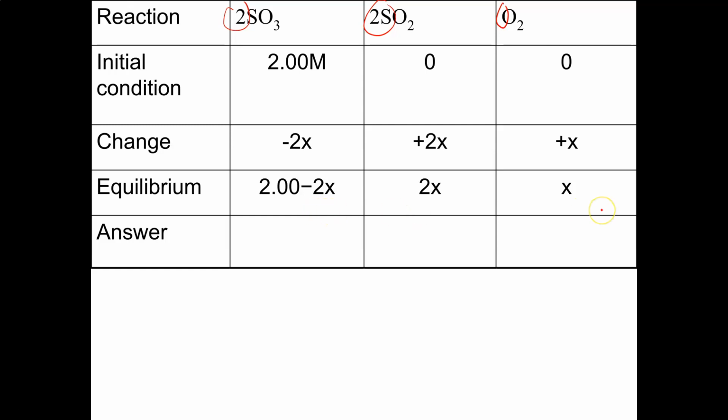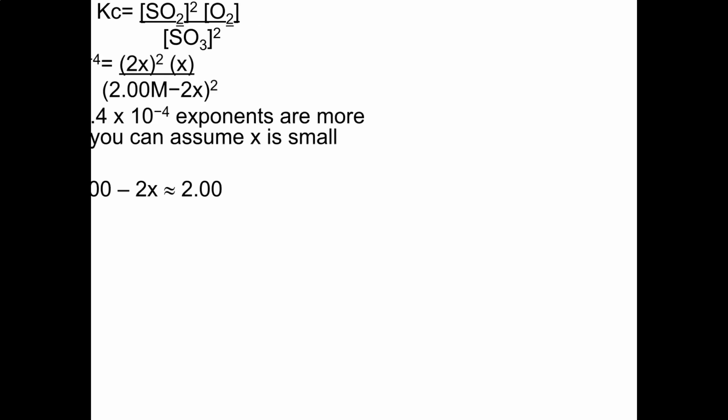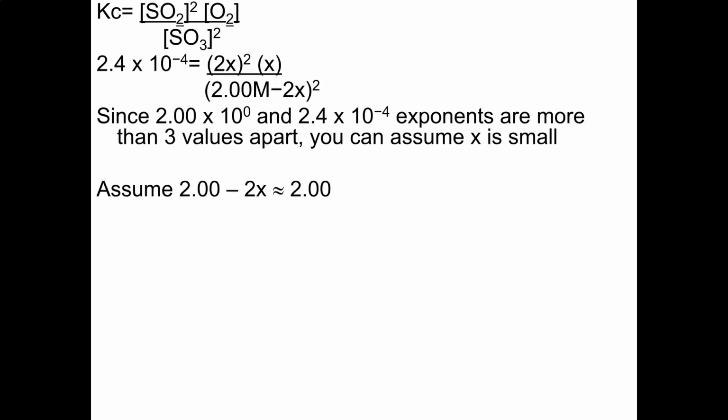So here's my setup. I just carried it down. Write my expression, always. The expression without numbers, always. Plug in my numbers. Realize, oh crap, I can't do perfect square. That sucks. But what I can do is assume X is small. So what does that mean? You assume that when you take 2x away from 2.0, this concentration, it's still going to be 2.0. So anything you're adding or subtracting x-wise, you assume it's negligible.